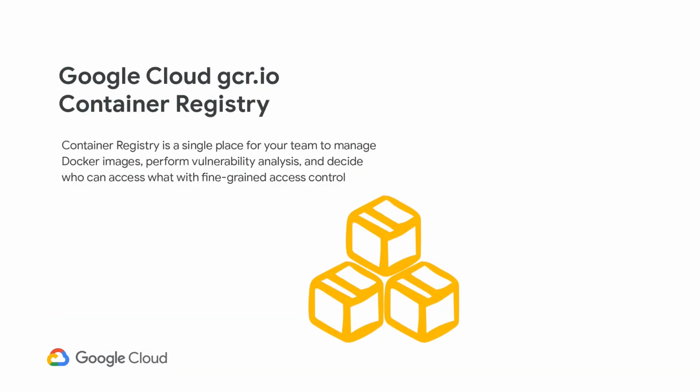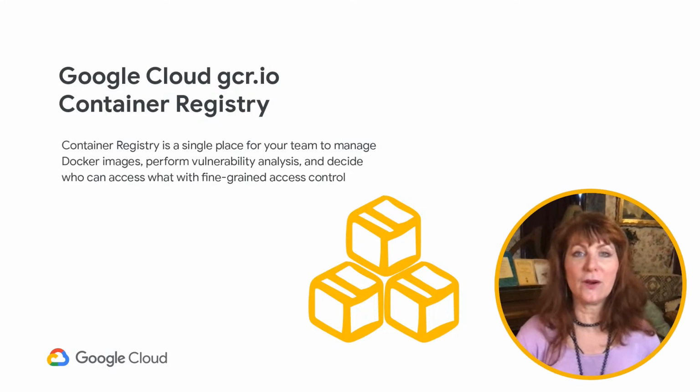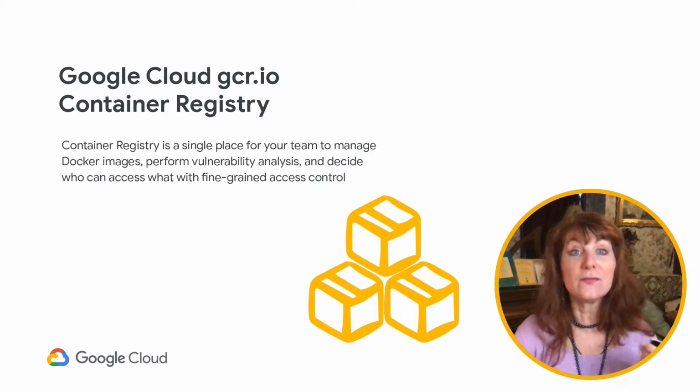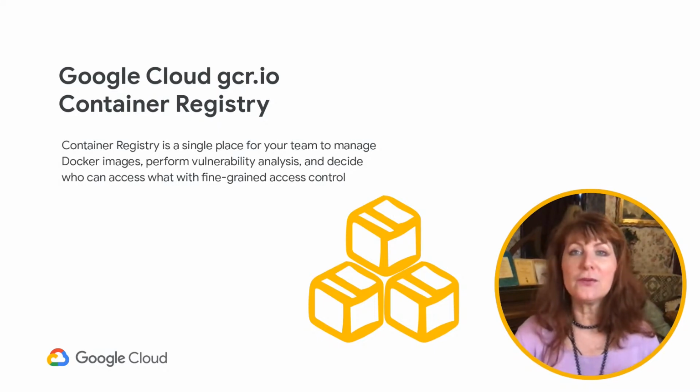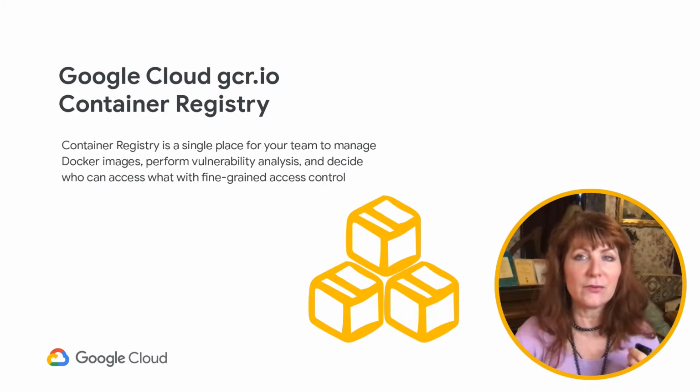The container registry is another item we need to talk about. It's a private container image registry. It is a single place for you and your team to manage Docker images, perform vulnerability analysis, and decide who can access what with very fine-grained access control. And many people use Docker Hub as a container registry for storing public Docker images. But to control access to your images, you really need to use a private registry, such as Container Registry.